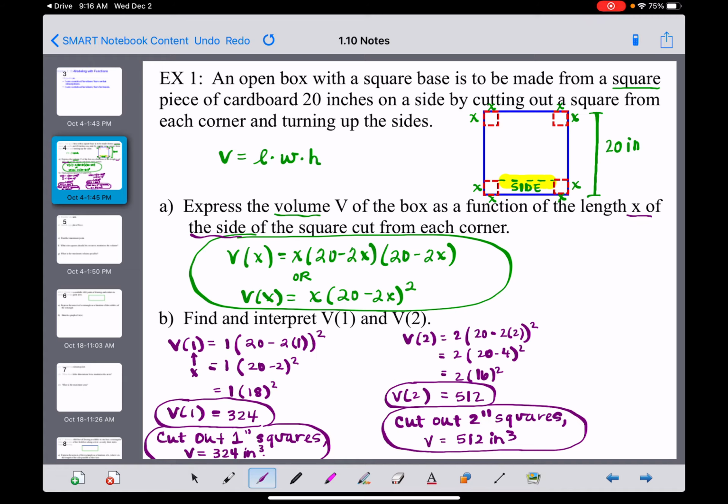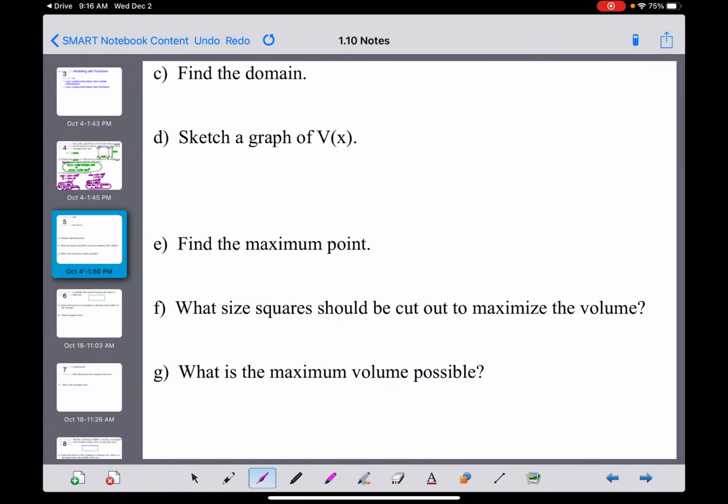So the next question is going to ask for the domain, and then it's going to ask for you to sketch a graph of this. I'm going to come back to part B in a moment because I'm going to show you how you can also use your calculator to help you with this. So we go to the next one. We're going to find the domain, and then we're going to sketch a graph of this.